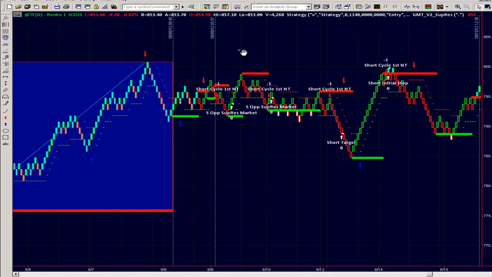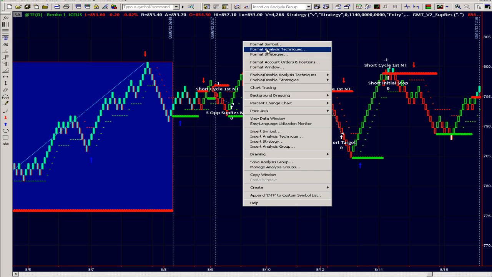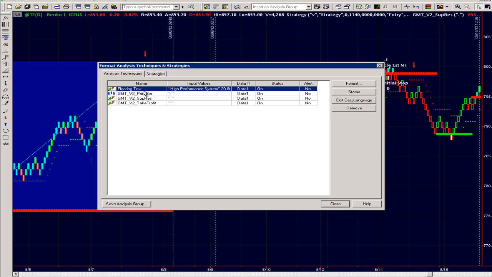If I right click on the chart and go to Format Analysis Technique, we only really have the three key indicators on there. Remember that we want to keep it as simple as possible. The more complex you create your strategy, the more variables, the easier it is to break it, or the harder it is to get it working really well. The more moving parts you've got, the more things that can go wrong.